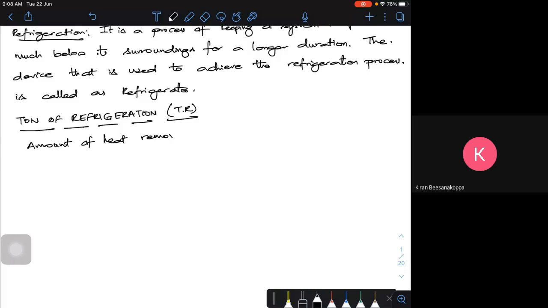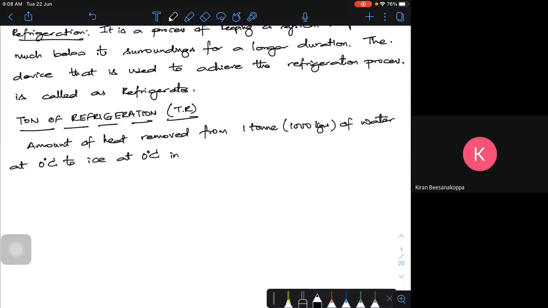from 1 ton, that is what we all follow, 1000 kgs of water at 0 degrees Celsius to ice at 0 degrees Celsius, in a period of 24 hours.